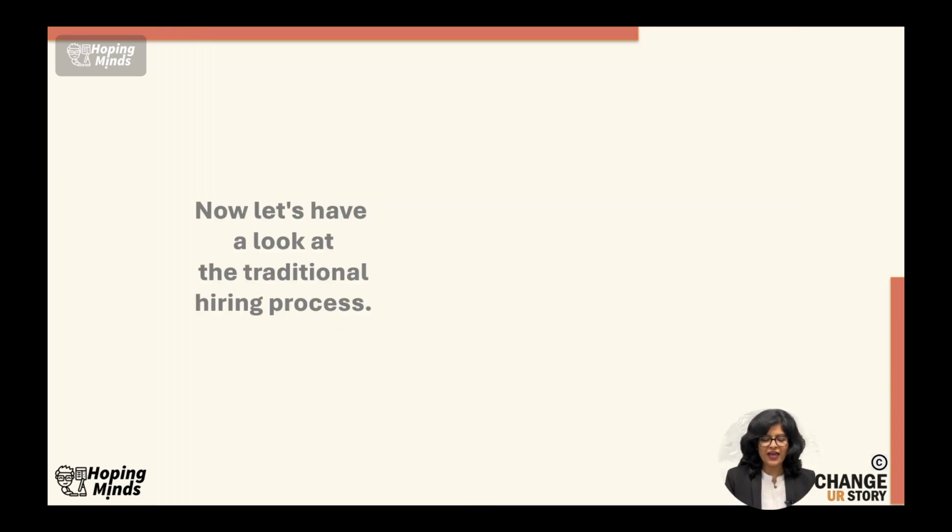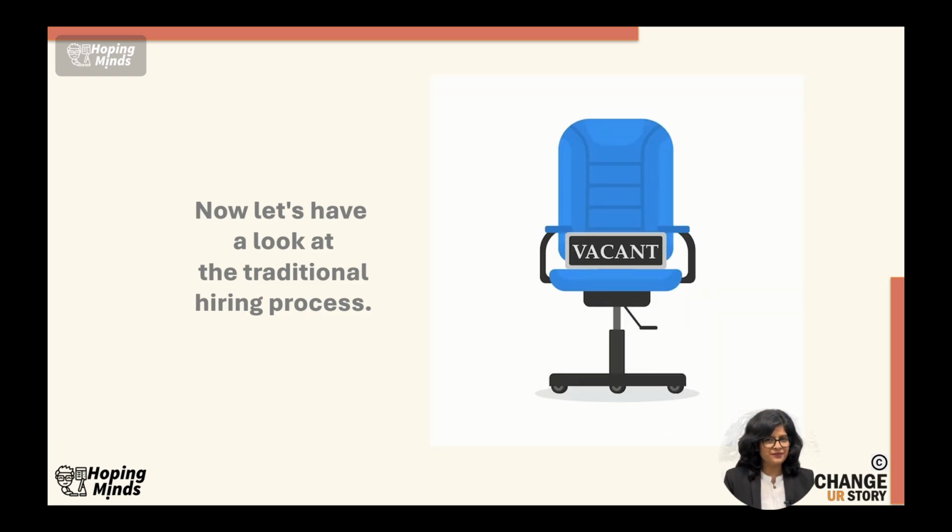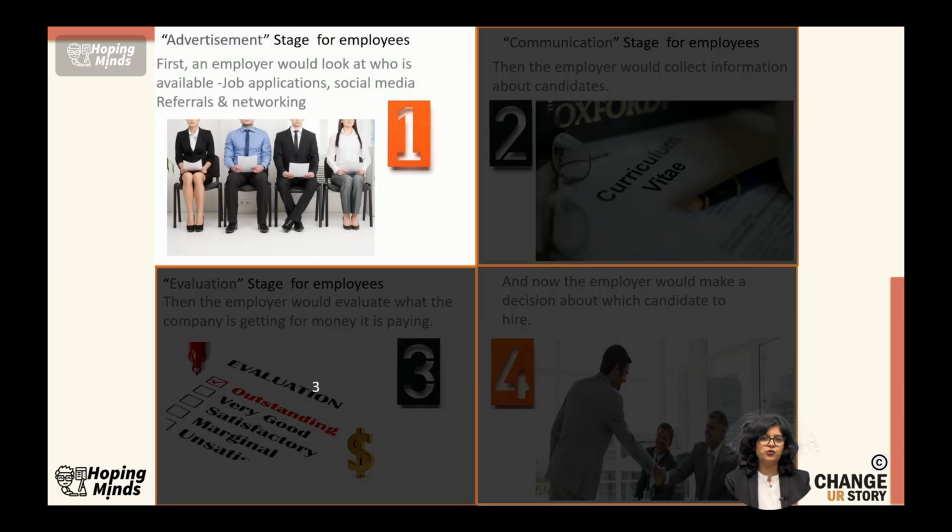Now let's have a look at the traditional hiring process. Very interesting. Stay with this. There is a position which is vacant. Now what does the employer do? The prospective employers, the companies, they advertise. This is the advertisement stage where the employer would look at what are the options available.